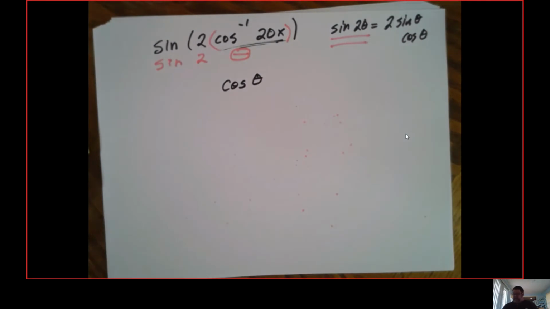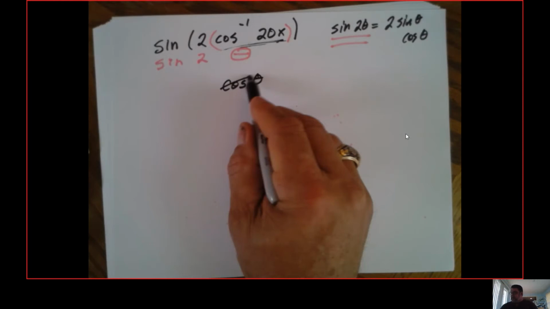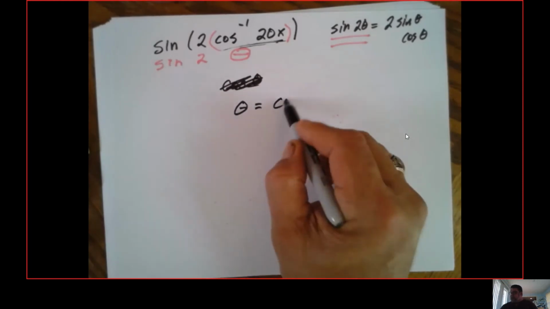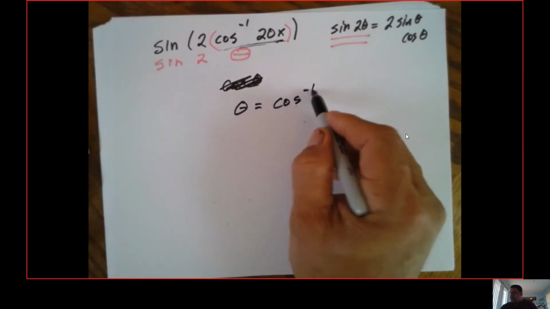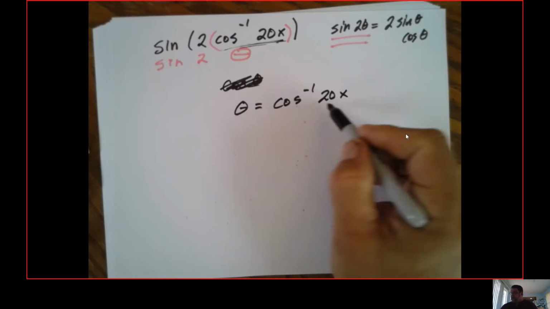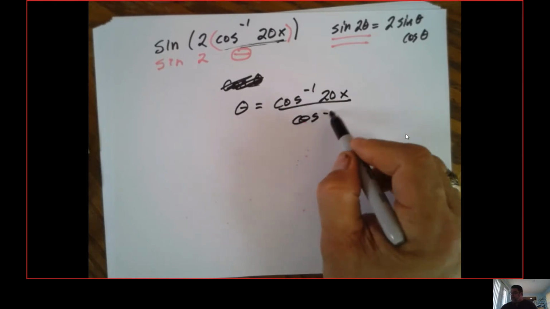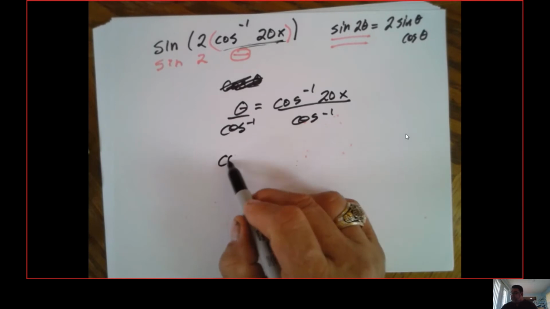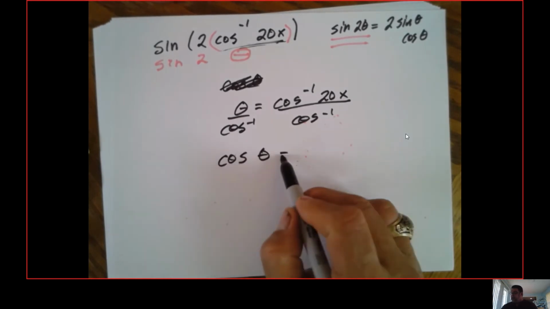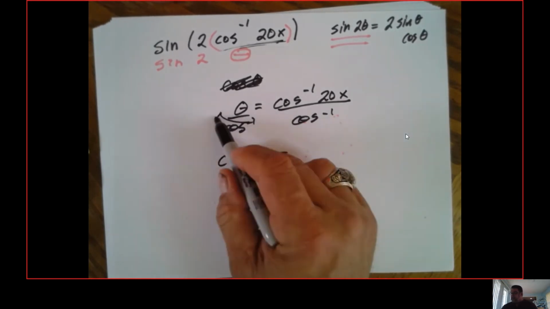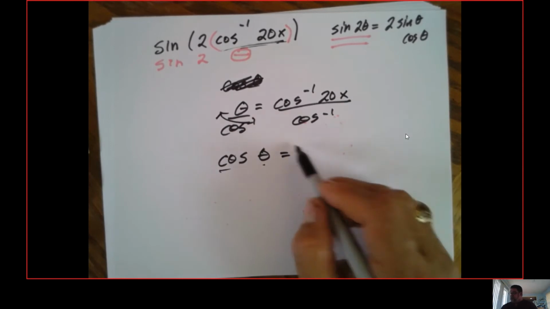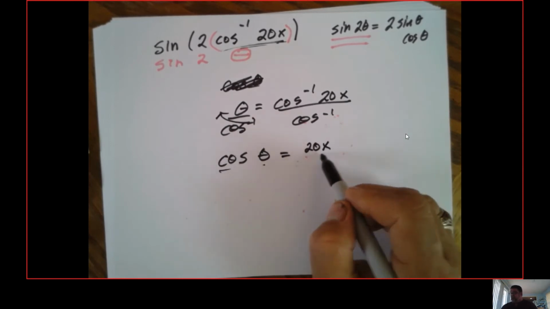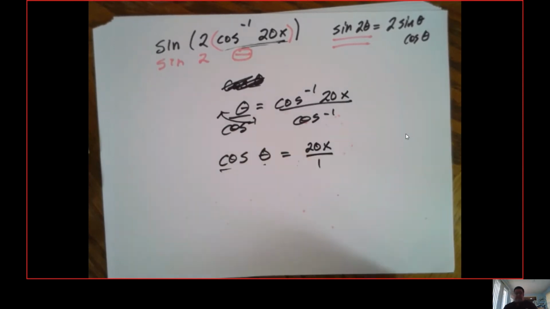So if theta is equal to cosine inverse of 20x, then taking the cosine of both sides gives you cosine of theta is equal to 20x over 1. And now you've got the same question that you just did.